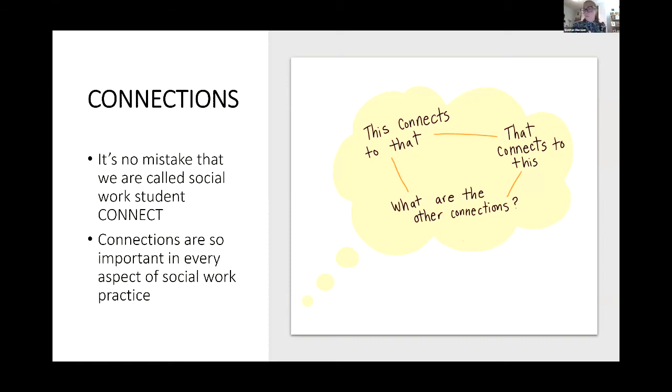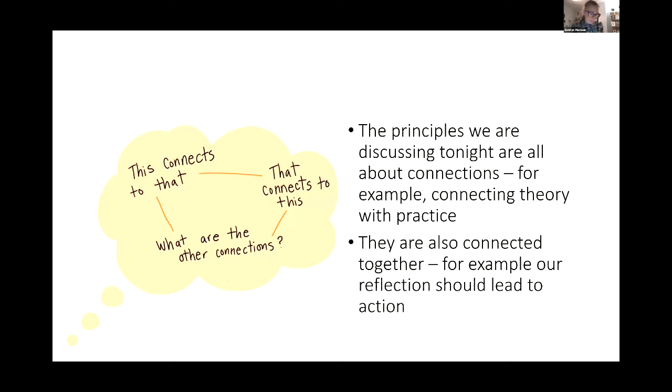How does what's happening for this individual connect to their community, their society, to the poverty that they're living in, to the politics that we're working within, to the culture and context of our practice? Connections are so important. And actually, the principles that I'm outlining tonight are all about connections. So, for example, connecting theory with practice. We're going to talk a bit about theory and practice, and I've tried to pull some theory in. They're also connected together. So, for example, our reflection, which was the R, should lead to action, which was the A, and the connection is there, which is the C.